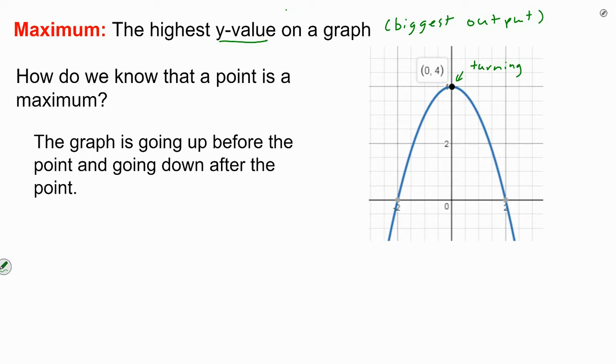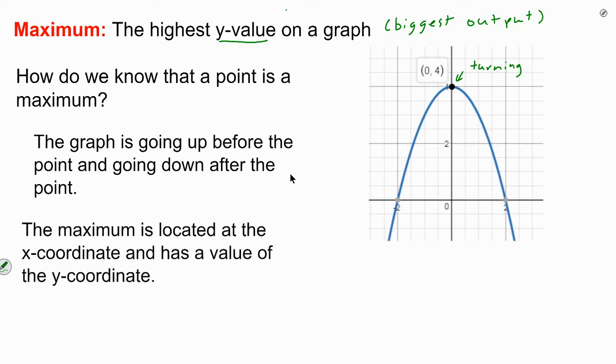So that is about as in-depth as we're going to get. We're not going to get into the calculus stuff, all that. Just keep it kind of straightforward. Now, the big thing to note is the maximum is located at the x-coordinate and has a value of the y-coordinate. So here's what I mean with that.